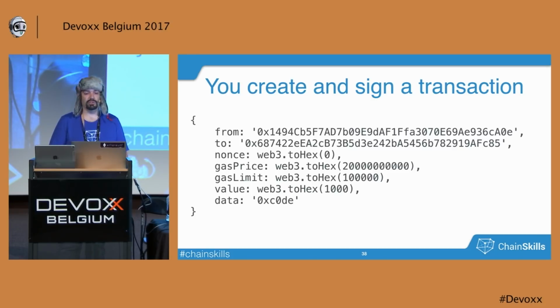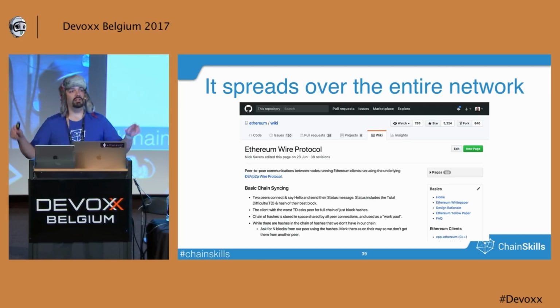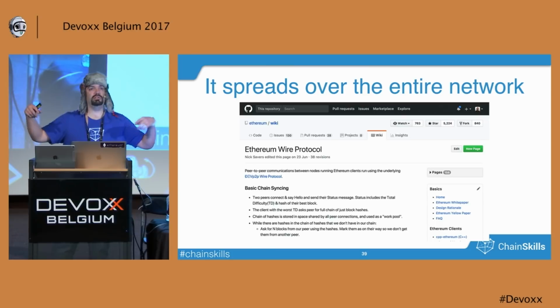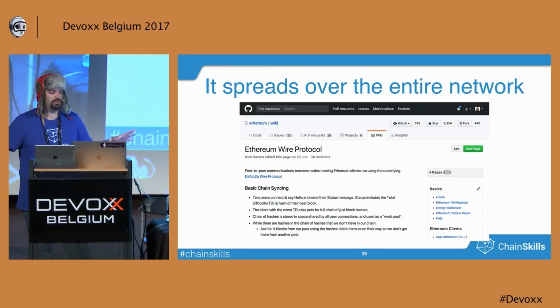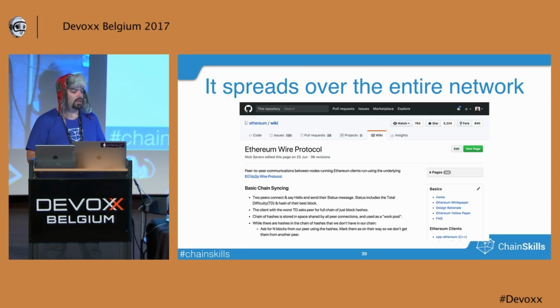So once you have created your transaction, you sign it with your private key, and it spreads over the entire network. It starts with your peers, and then your peers send it to their peers, and so on. And very fast, it spreads over the entire network, using what we call a gossip protocol, the DevP2P protocol. I won't go into details here, but you can find this information on the Ethereum wiki.